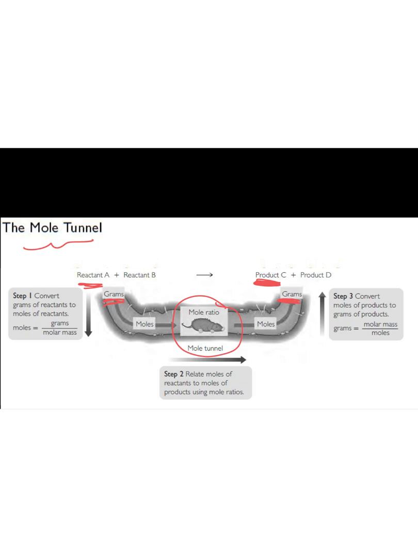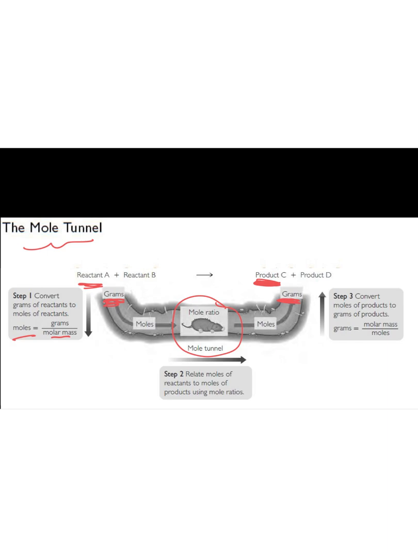So there's actually 3 steps that you're going to have to go through to do a problem like that. The first step over here is showing that if you have the grams of reactant A, you can't go directly to the grams of product C. You have to go through the moles because the chemical equation is relating all these chemical species through the moles, not through grams. So you're going to convert moles into grams, first thing. And you're going to use the molar mass in order to do that.